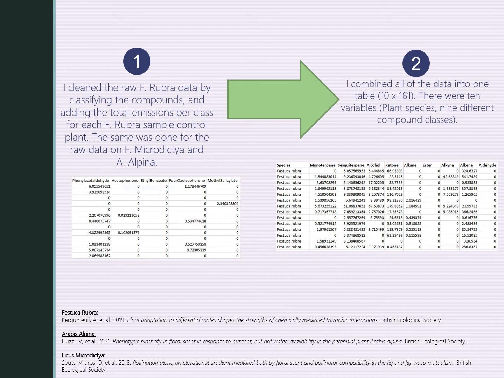And I just combined the data sets into one and classified all of the compounds into several different types. We have different types of terpenoids like monoterpenes and sesquiterpenes. We have alcohols, ketones, esters, and I combined it into one data table, which was 10 by 161. So there were a lot of different dimensions. And this is how I created the PCA.